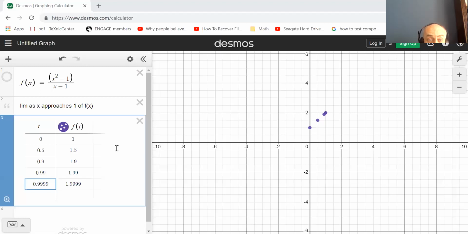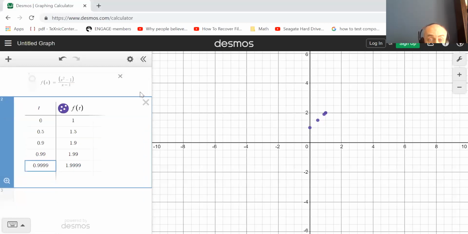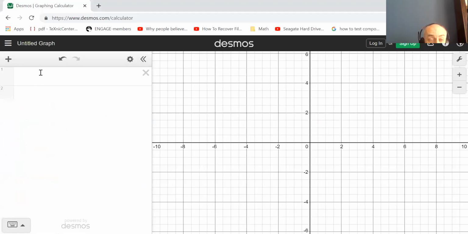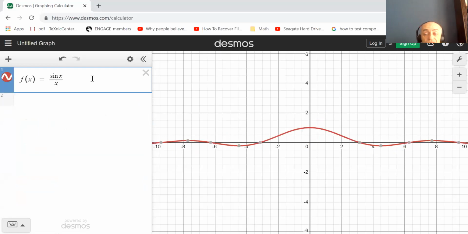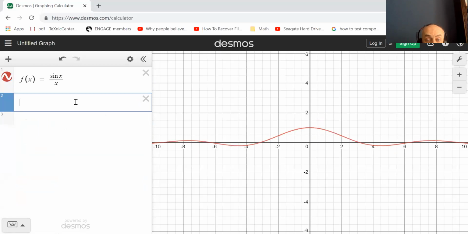And we're going to go to Desmos here, and we're going to remove all of the stuff that we did earlier, and we're going to say here, f of x equals sine x over x. All right, and this is going to be my function.